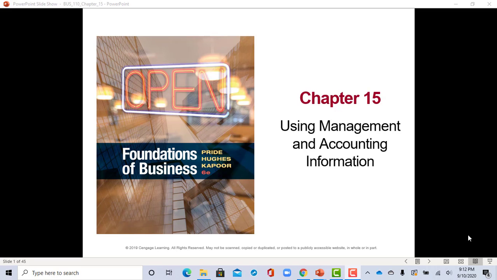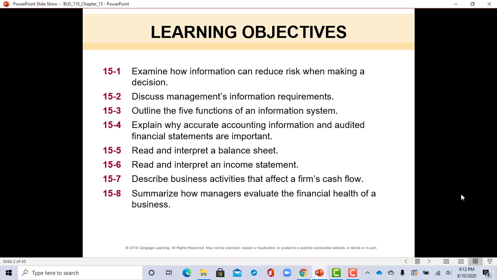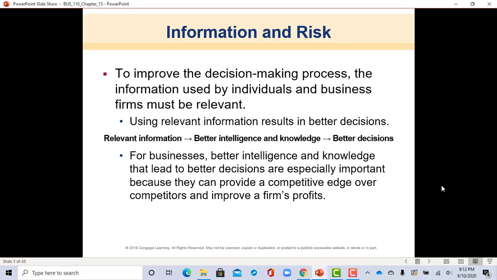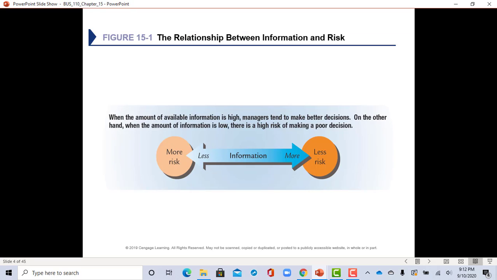Chapter 15, Using Management and Accounting Information. Here are the learning objectives for this chapter. Although a successful business uses all four resources efficiently, it is information that helps managers reduce risk when making decisions. The more information, the less risk, and vice versa.